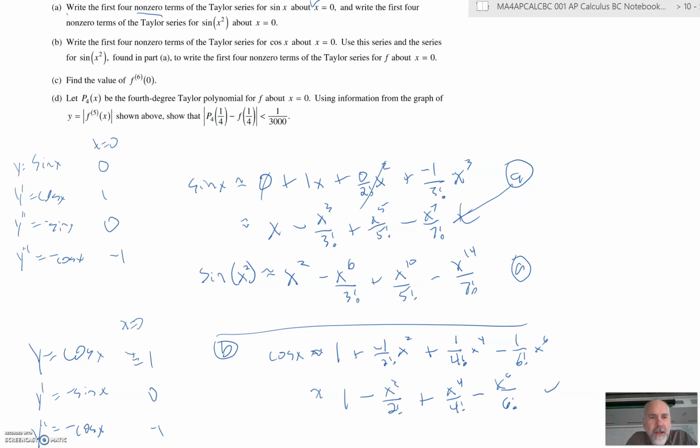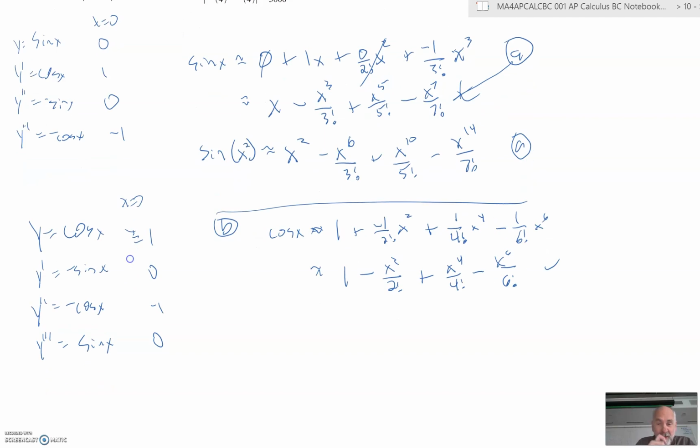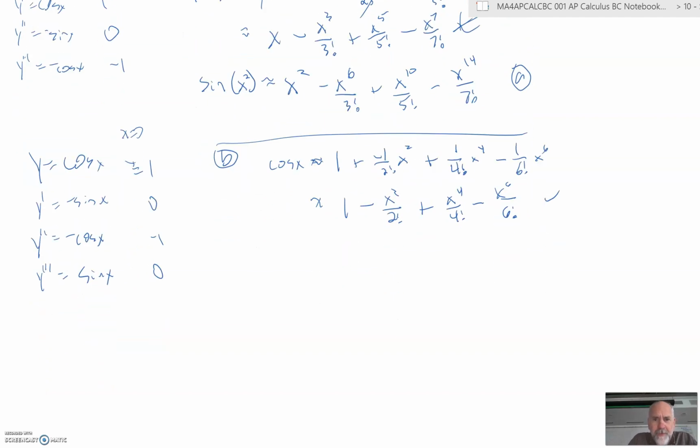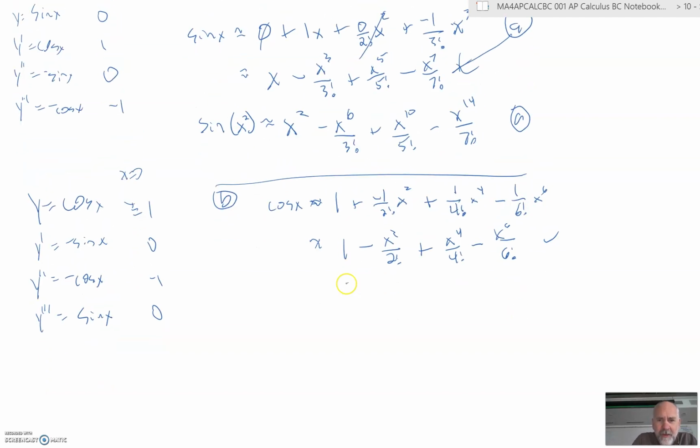Next question. Now use this and the series for sine of x squared found in part A to write the first four non-zero terms of the Taylor series. Okay, so I'm adding these two functions together. I've got this one and I've got this one. So the first four non-zero terms for sine of x squared plus cosine x has to be about the sum of those two functions.